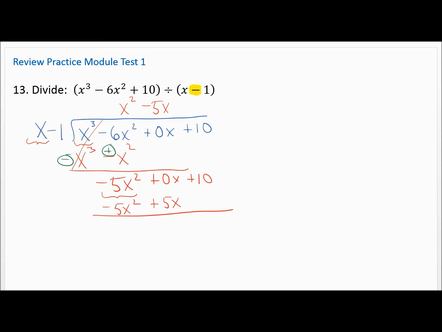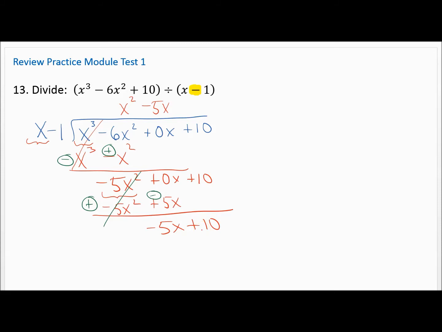I'm at the change your signs spot. Negative 5x squared turns positive, plus 5x turns negative. Remember, I add down. So a negative 5x squared plus 5x squared cancels. I have a 0x minus 5x, or 0x plus a negative 5x, that's negative 5x, and I bring down my plus 10. Notice when I bring a term down, it doesn't change signs.